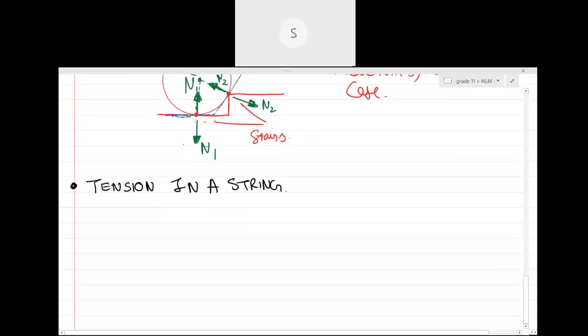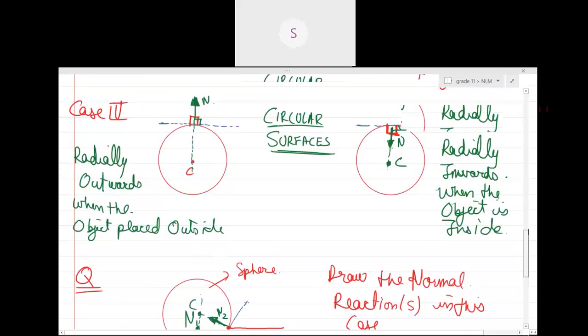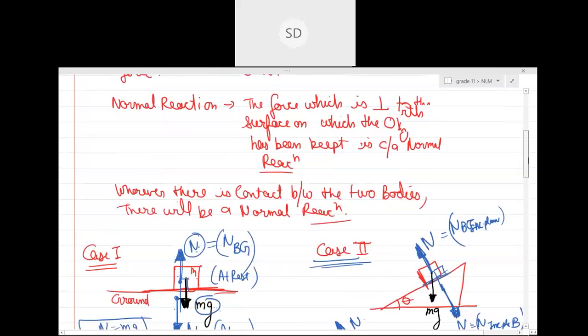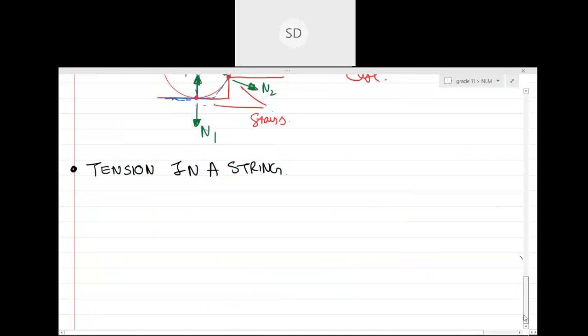Okay. So third force, guys. The first force was weight. The second was normal reaction. Now the third force is tension in a string. These are the most common mechanical forces. This will come every time, in grade 11 and grade 12.